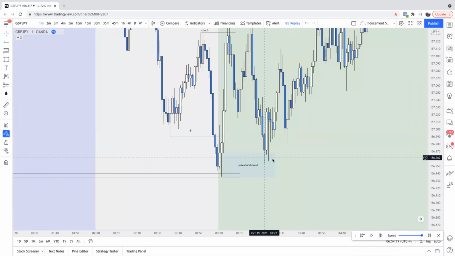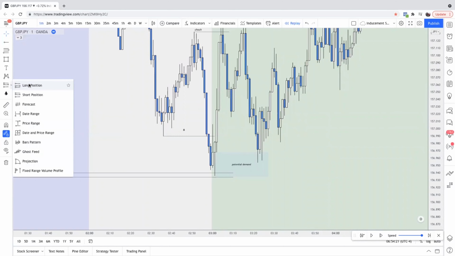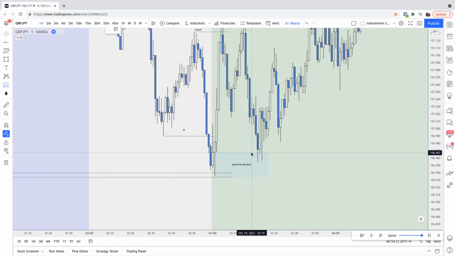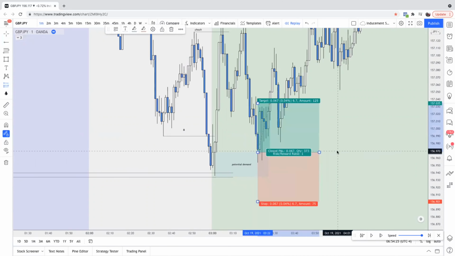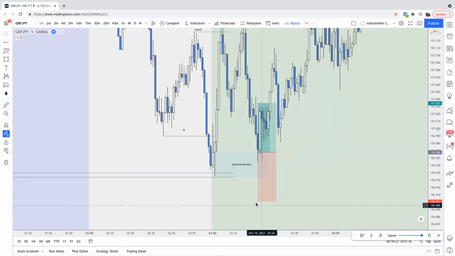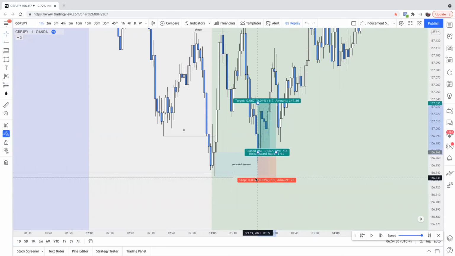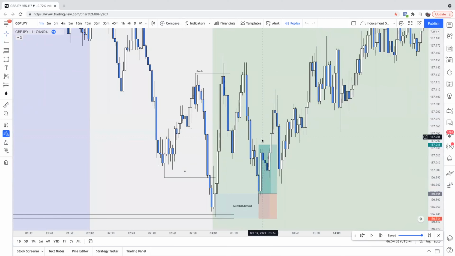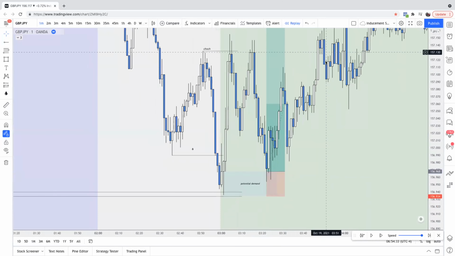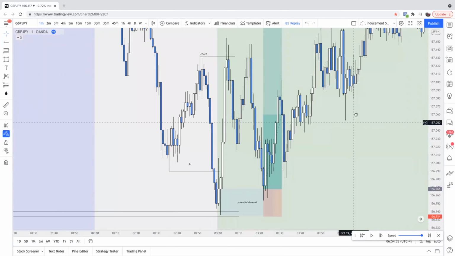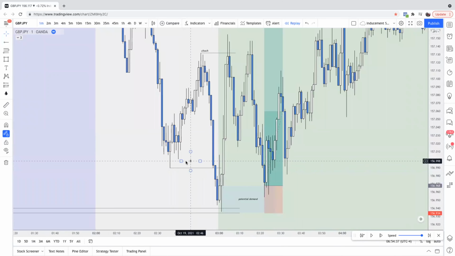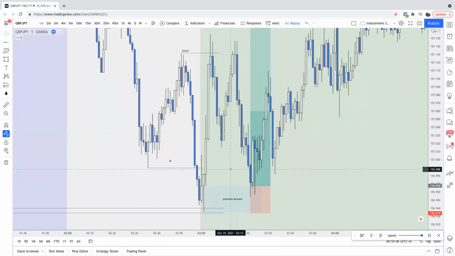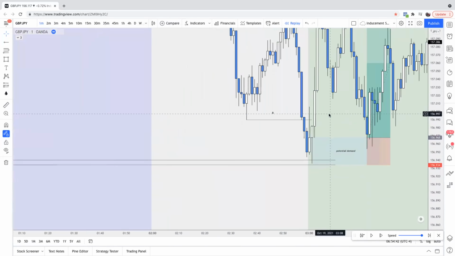For price to then come back, create the liquidity here. This is your perfect buy right here, in my opinion. You don't have to take this, but at this point, this is what I like. I'm going long here.